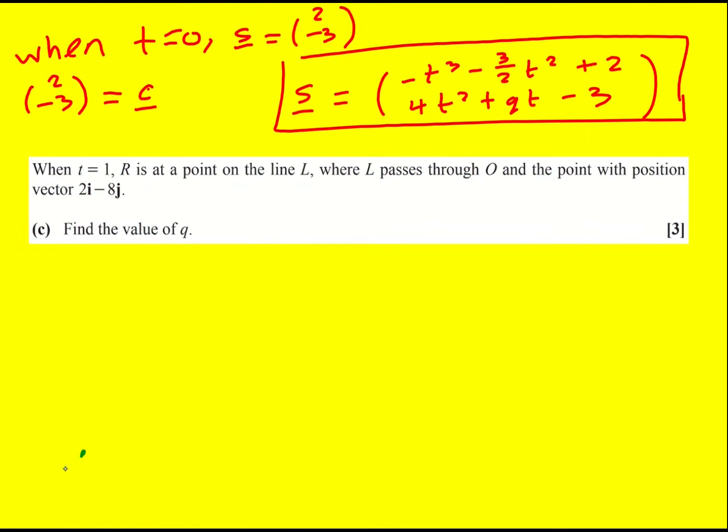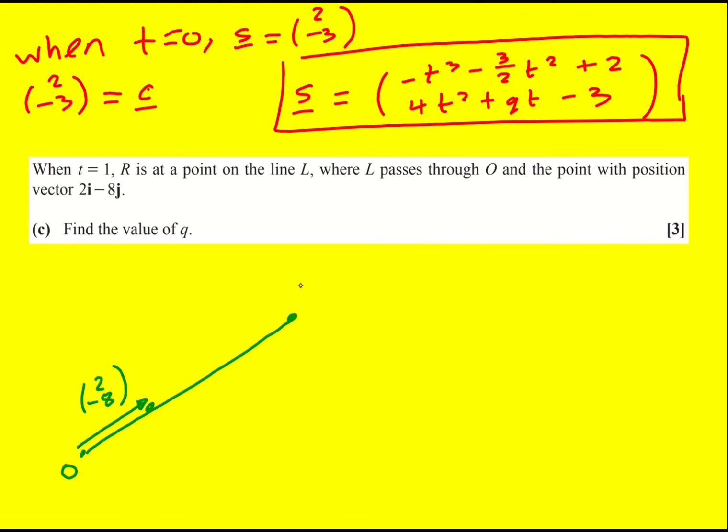Let's draw a diagram. So we've got the origin, and we're told r is at a point on the line L, where L passes through this origin and the point with position vector 2, minus 8. That is not saying that r is 2, minus 8. It's just saying there's a point here where we get 2, minus 8.